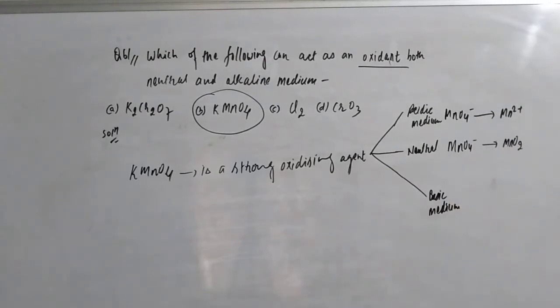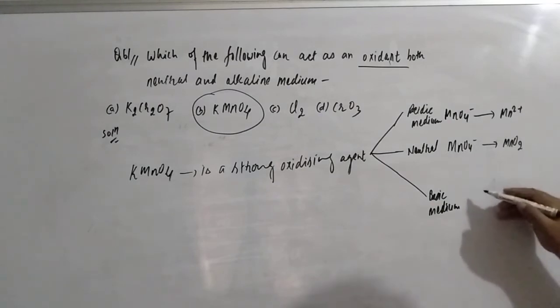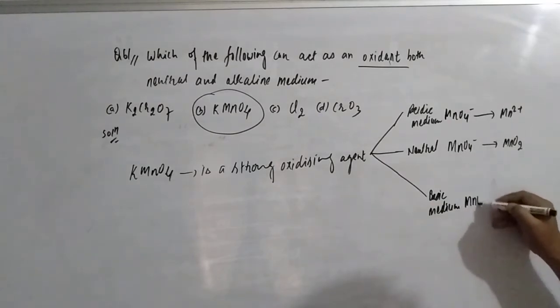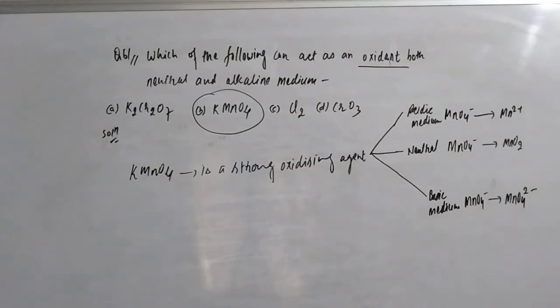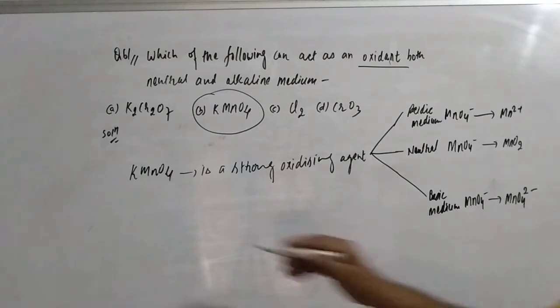And in the basic medium, students, MnO4 minus converts into MnO4 2 minus. So you can check, in different media it gives different products. Here, if you are writing the detailed equation for the acidic medium, I can write it here also.